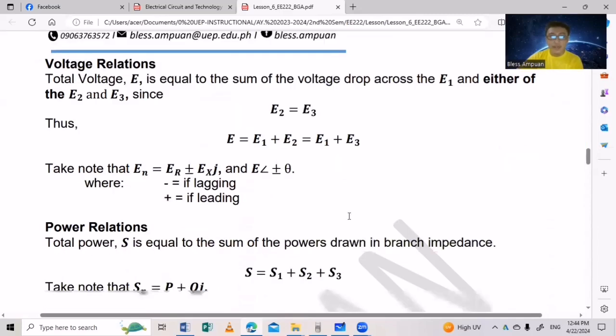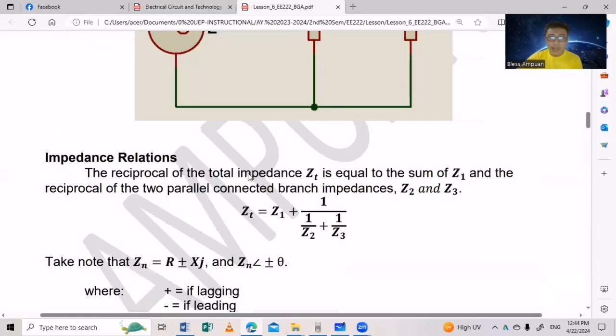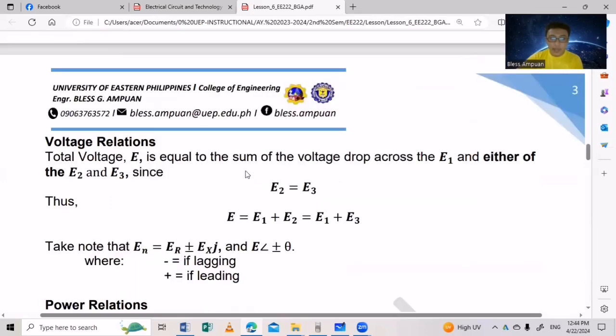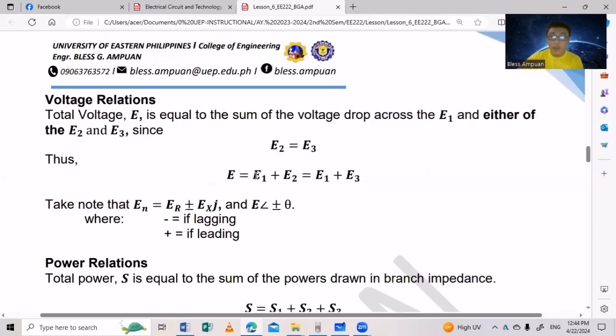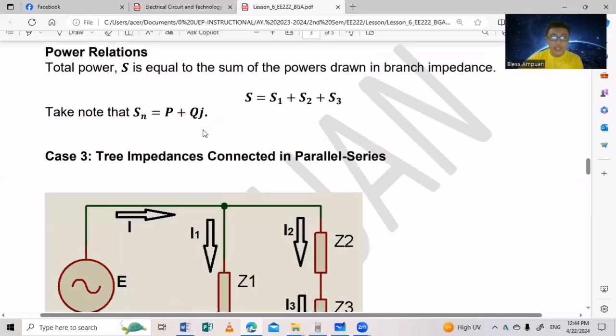So again, since it is series-parallel, just take note to always use the polar form for each voltage drop if possible. So it depends on the situation, and the same goes for our power relations.